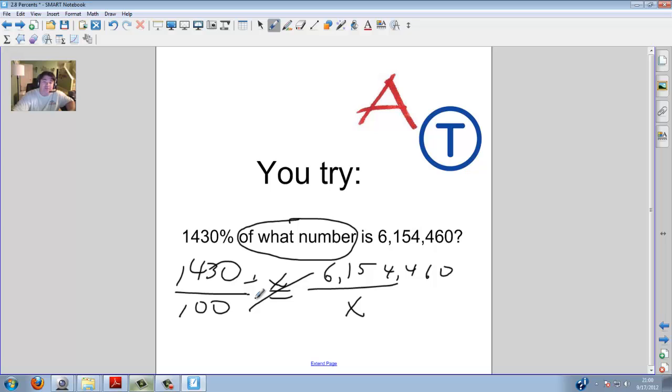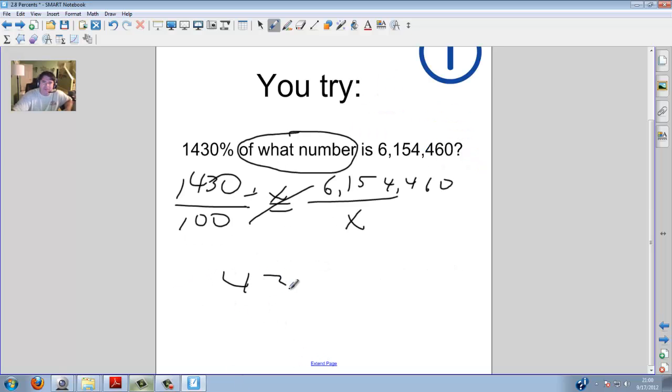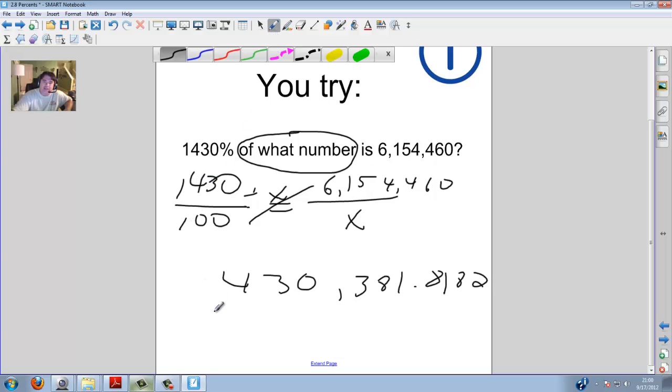6,154,460 times 100 divided by 1,430. It says 430,381.8182. Well, how do you know if that's correct? In this case, how do you plug it back in? I can take this divided by this and get 1,430 divided by 100 and get 14.3. And I could just take this divided by this. So I will. I'm going to take 6,154,460, which I'll do right here.